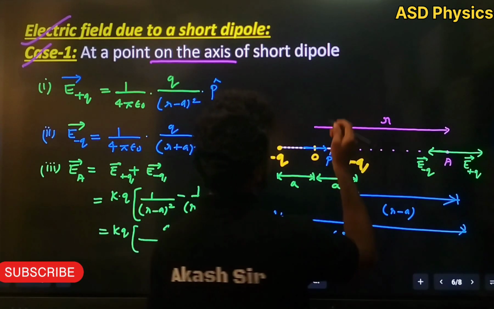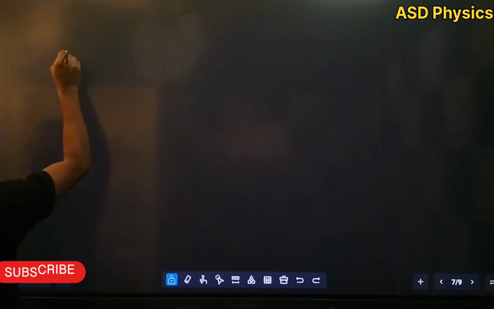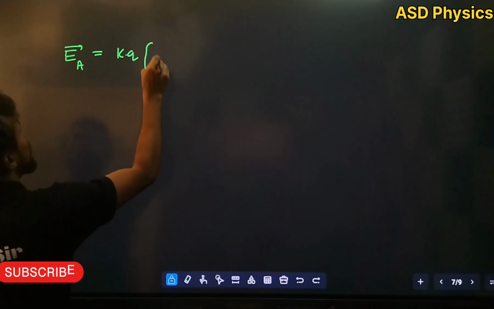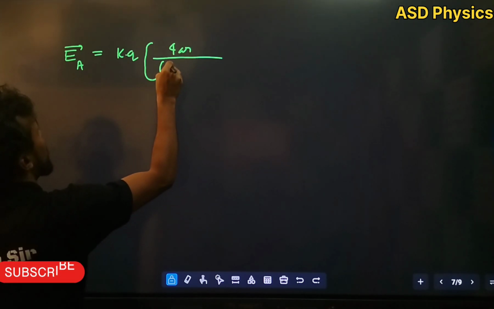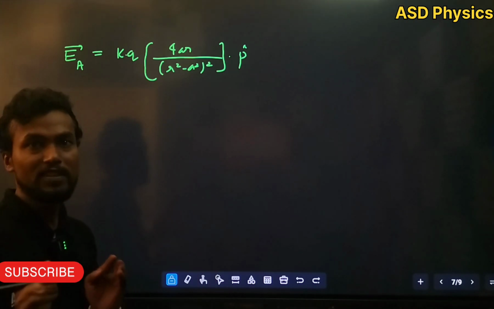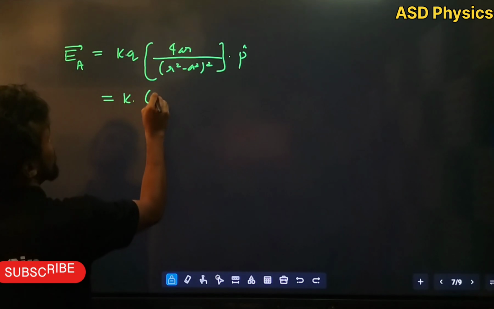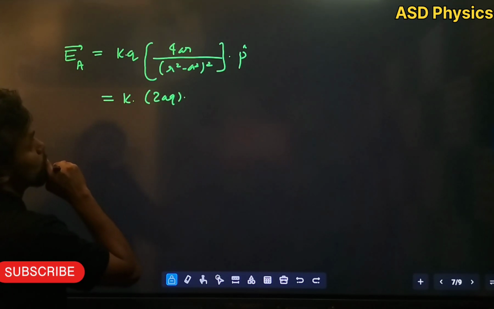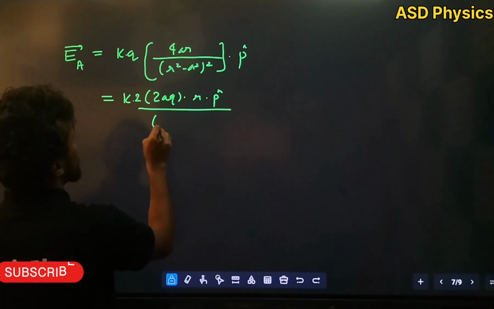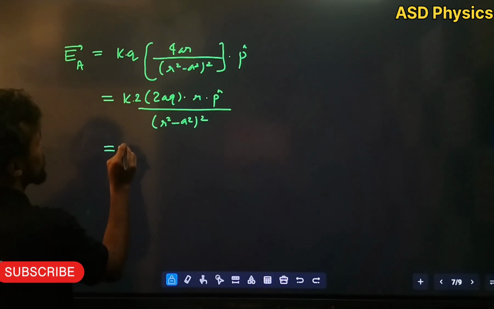Now let me go to the next page. So now electric field at point A is given by, again I will write the expression here, K into Q, 4AR over (R square minus A square) whole square, and here P cap. Now we will just rearrange it somewhat. So what will this become here? K, and here it will become 2AQ, and here also 2, and into R P cap by (R square minus A square) whole square, is it, students?